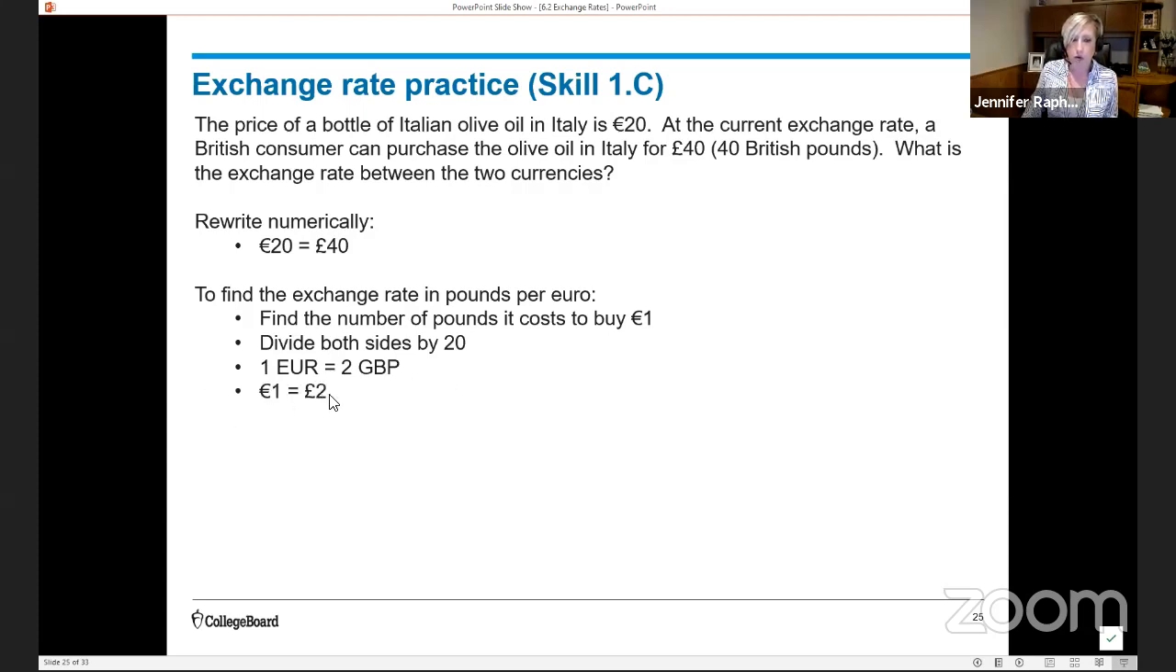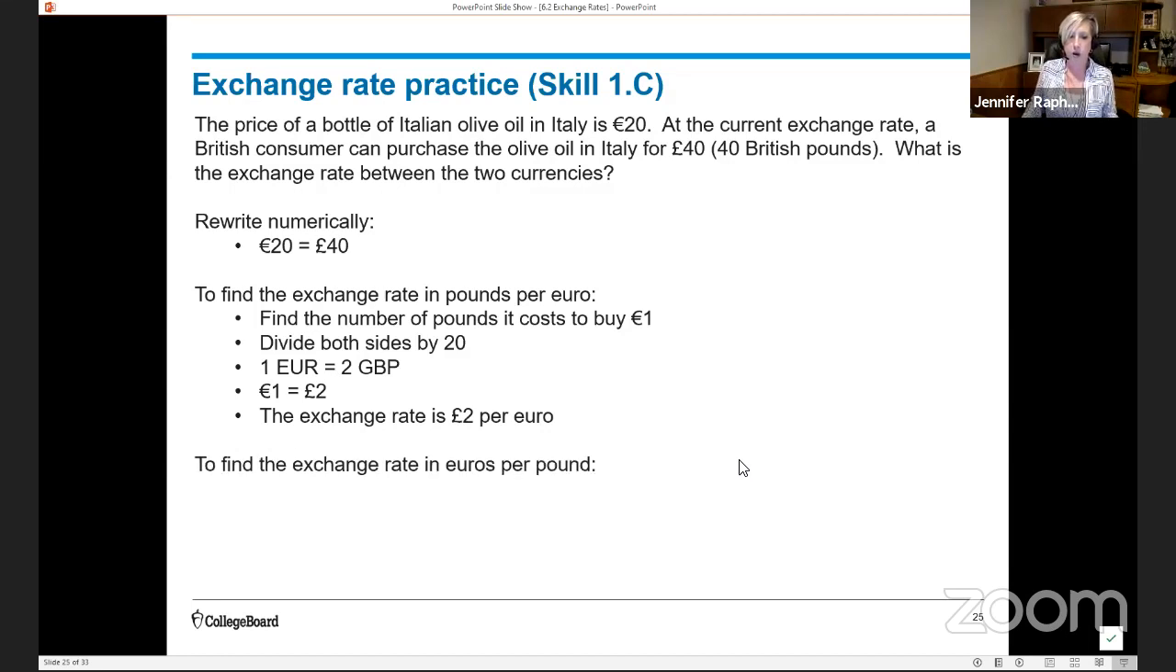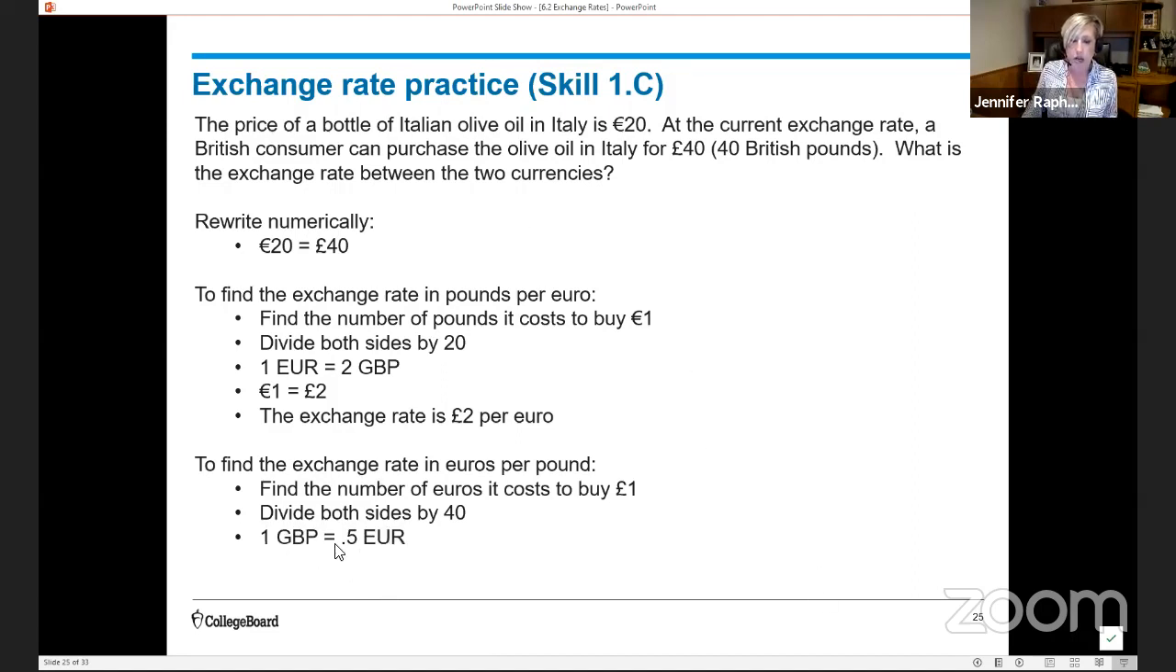1 euro equals 2 British pounds. So what that tells us is the exchange rate is 2 pounds per euro. Now, what if we wanted to find the exchange rate of euros per pound? We'd do something very similar. We want to find the number of euros it costs to buy 1 pound. And so we'll divide both sides by 40. When we do that, we get 1 pound equals 0.5 or half a euro, right?